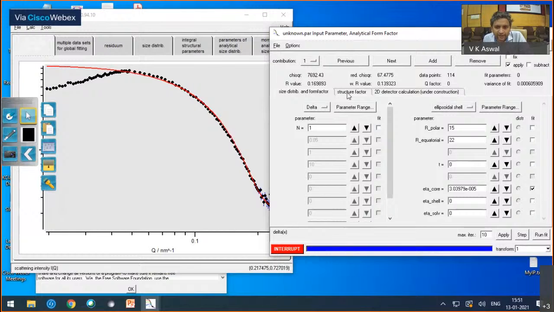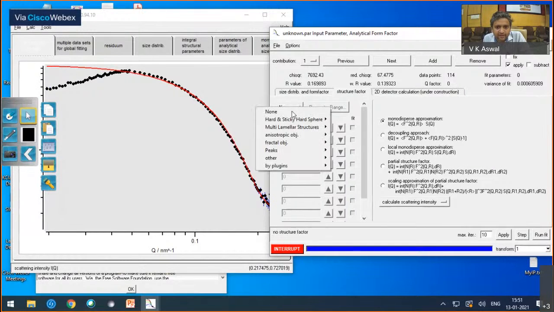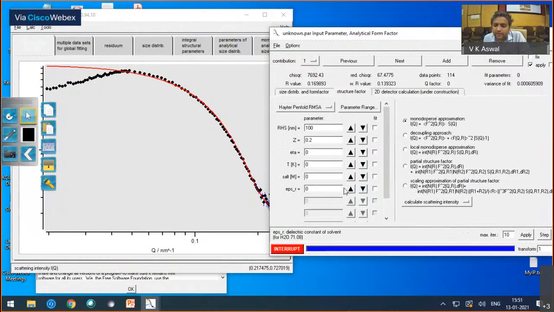So we will introduce the structure factor here. The structure factor, we will choose Hayter-Penfold, which is for screened Coulomb. RHMS is usually the equivalent radius, so I will take around 20. Charge, I will also take around 20. This is 1%. I already know this is volume fraction, so it's 0.01. Temperature measured at 30 degrees Celsius. No added salt, and epsilon r is the dielectric constant, so I will take 80.